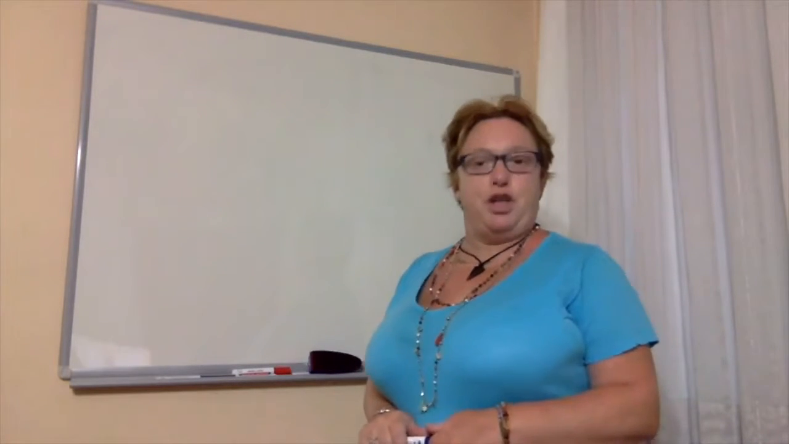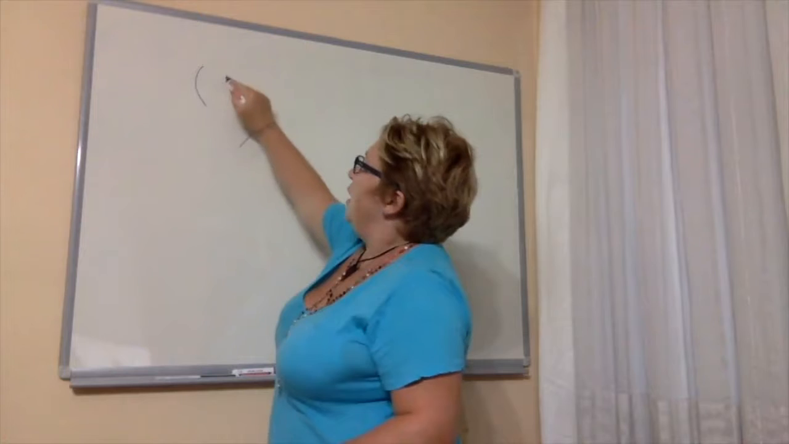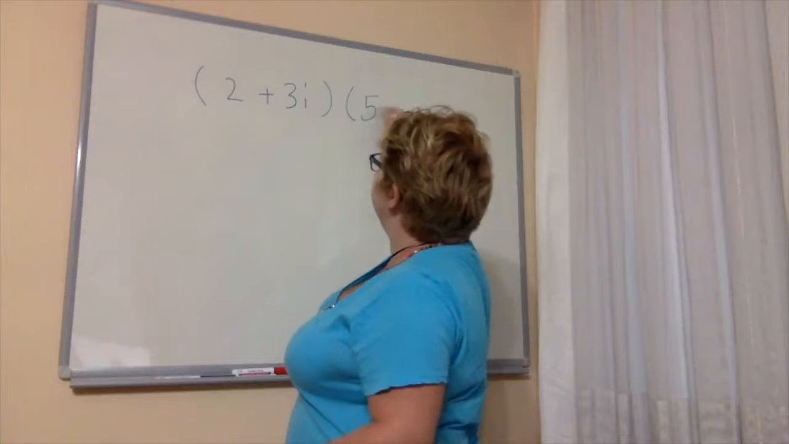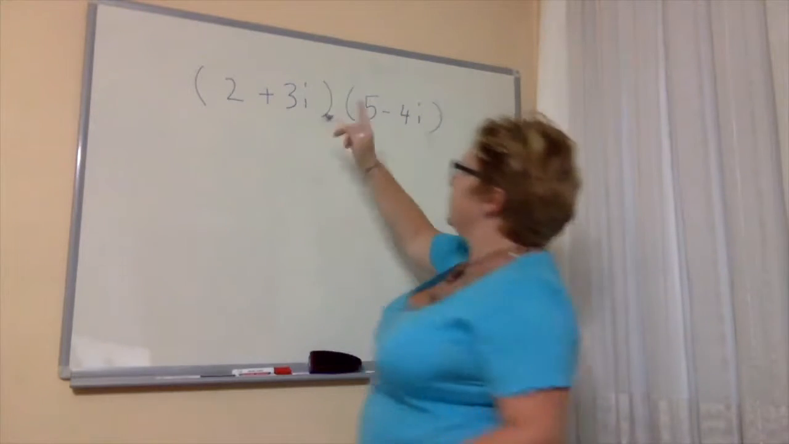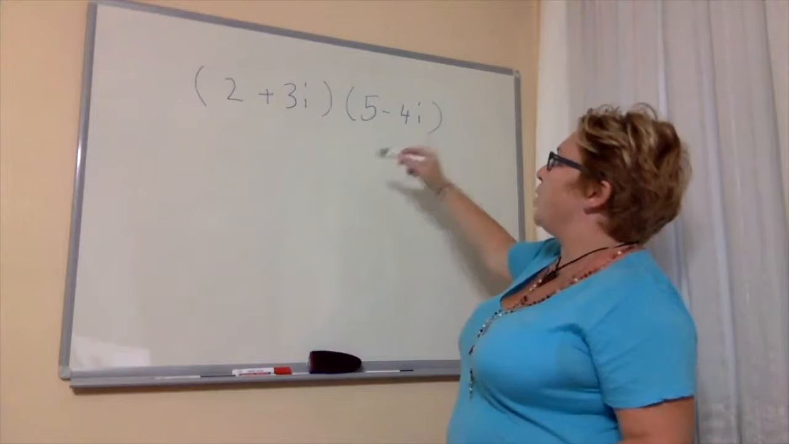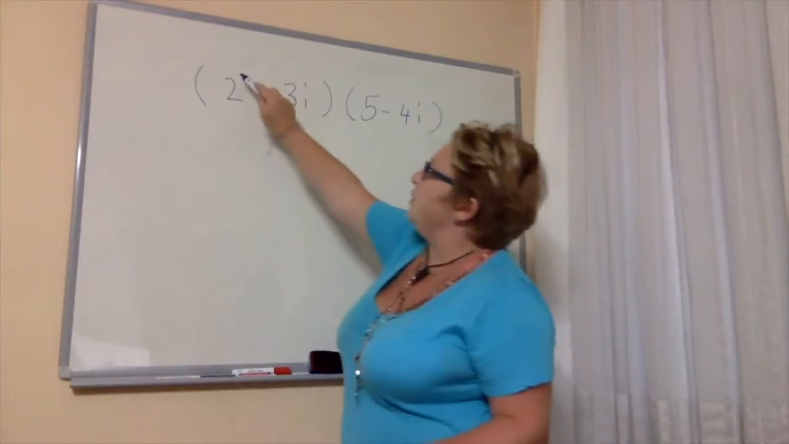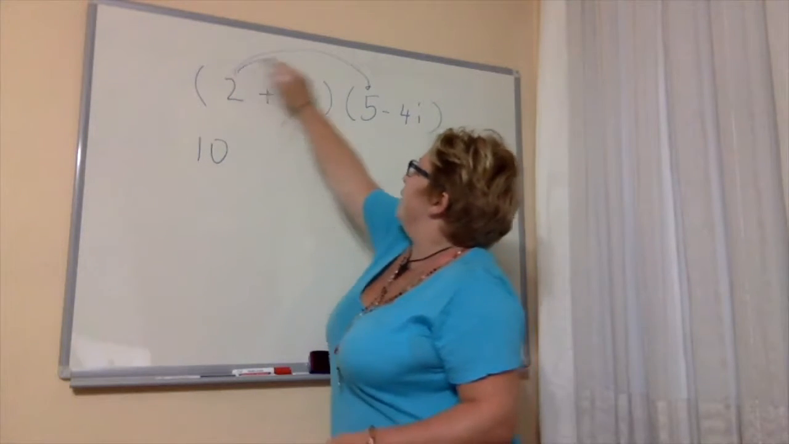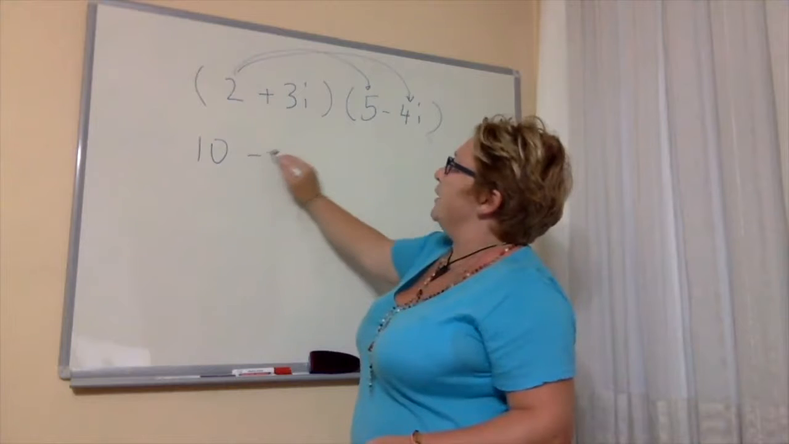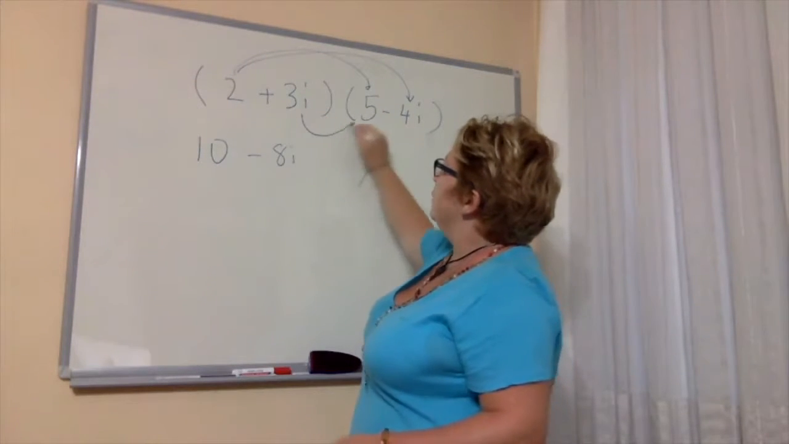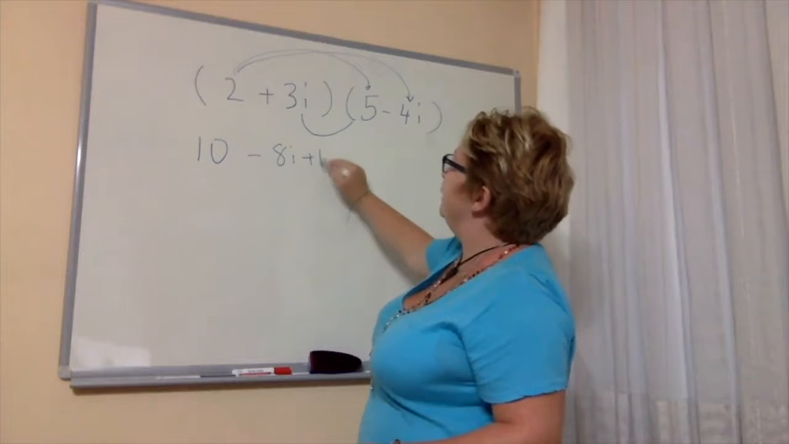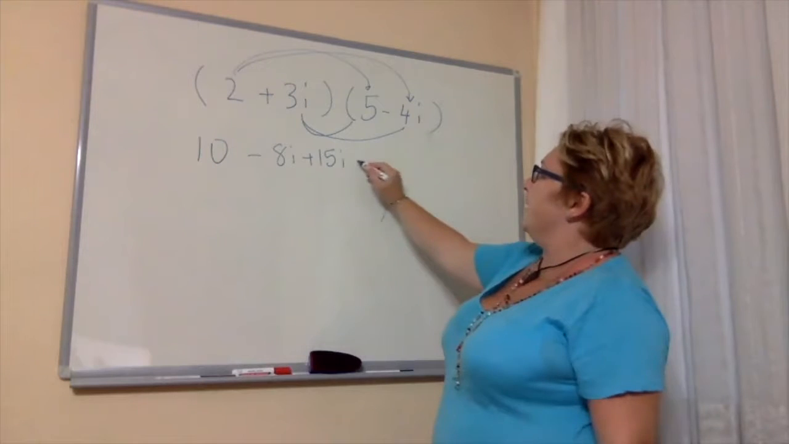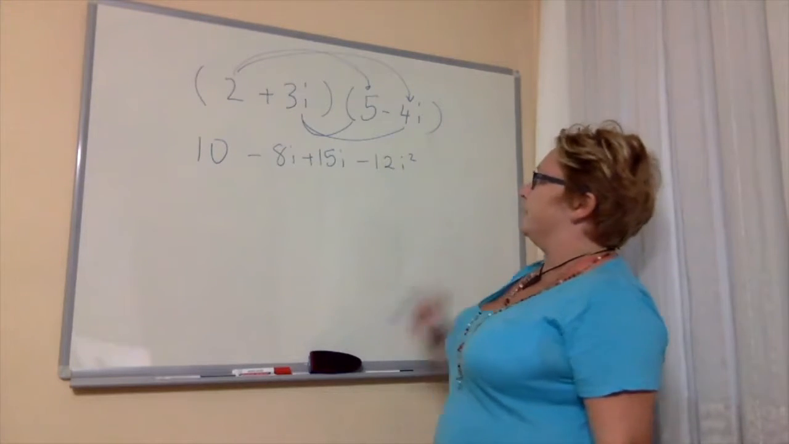Now on to multiplication. Let's say we have the following multiplication problem: 2 plus 3i times 5 minus 4i. What we do is we just distribute. So we say 2 times 5 is 10. Then 2 times minus 4i is minus 8i. 3i times 5 is plus 15i. And then 3i times negative 4i is minus 12i squared.